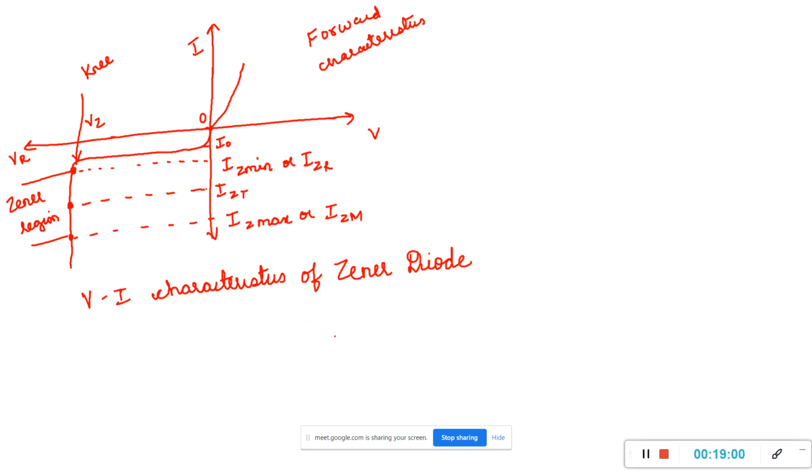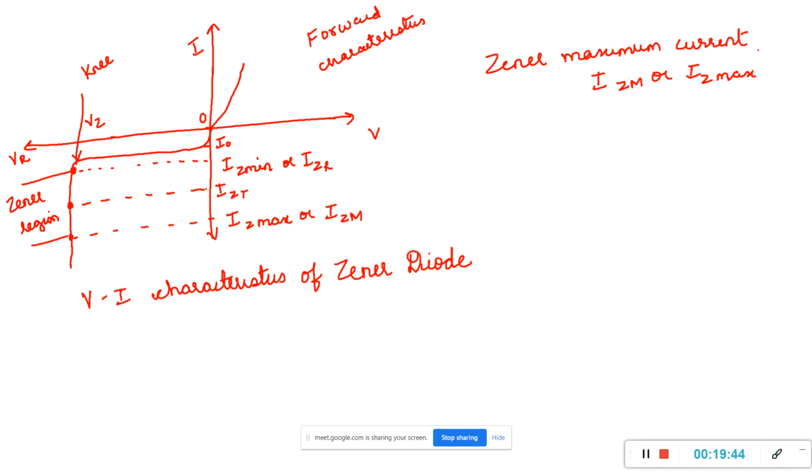So the maximum current a Zener diode can carry safely is called Zener maximum current. So these are some terminologies you should know. It is denoted as IZM, or IZ max. So in practical circuits, to limit the Zener current between IZ min and IZ max, a current limiter resistor is used in series with the Zener diode.